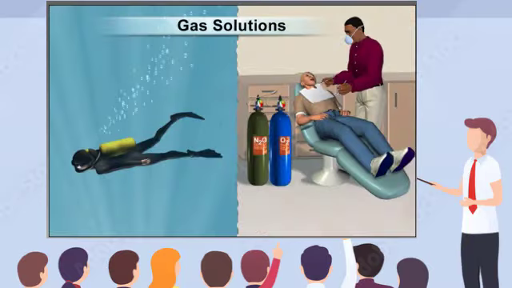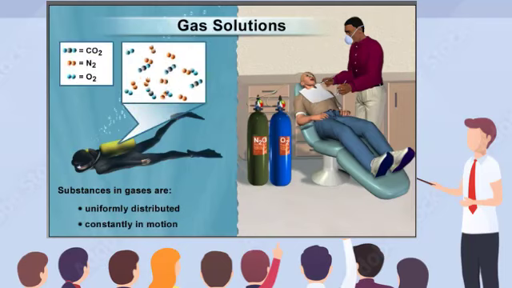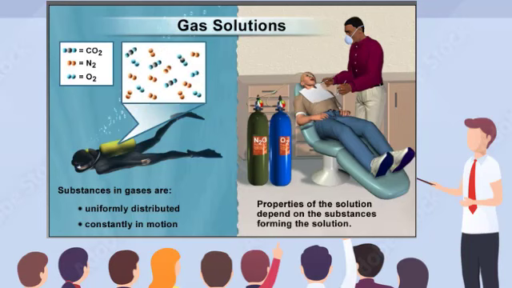Examples of gaseous solutions include the compressed air one breathes while scuba diving and the laughing gas administered during dental surgery. Substances in a gaseous solution are uniformly distributed and constantly in motion. Any homogeneous mixture of gases that do not react together form a solution. As with all solutions, the properties of the solution can differ from the properties of the substances forming the solution.